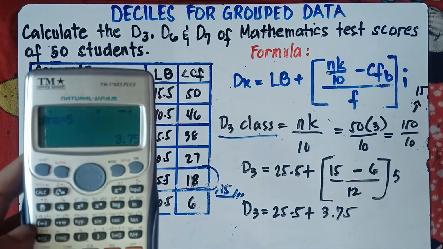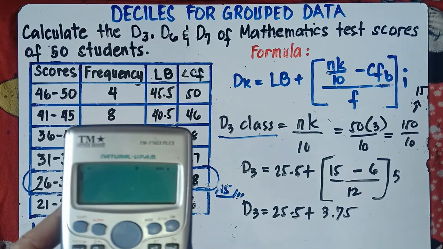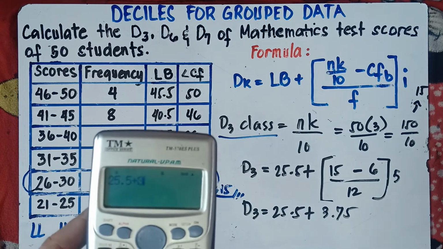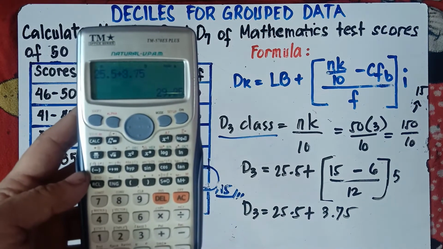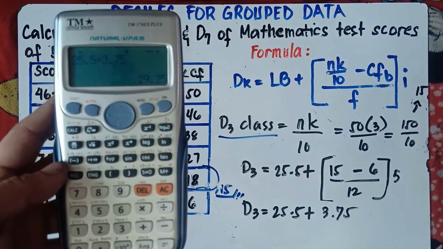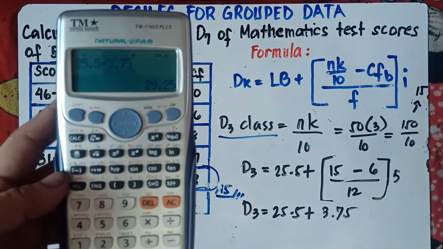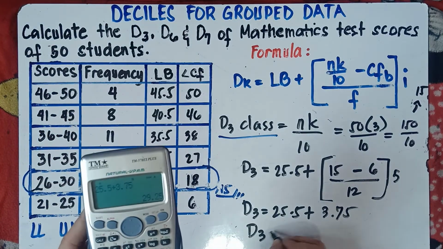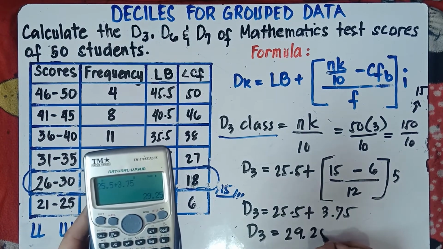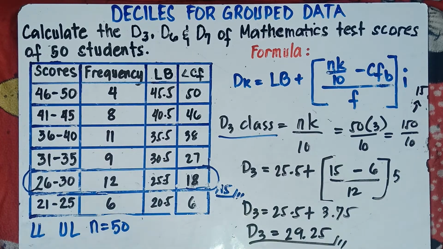So 25.5 plus 3.75, and our answer is 29.25. That's it, class. All set. Alright, so that's our third decile. Third decile, that would be 29.25. That's it, class. All set for this one.